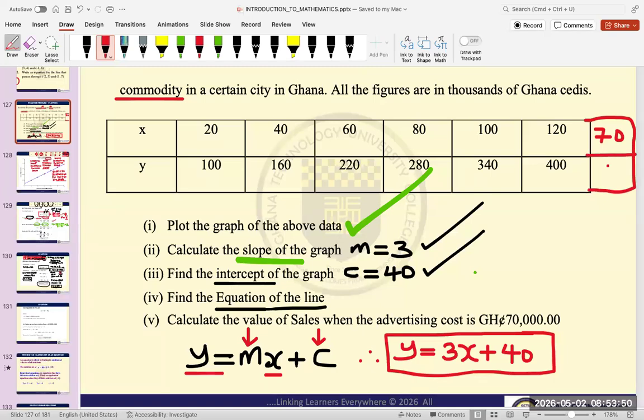What will be the value for this one? Y. This is what they want you to find. Assuming X, advertising cost is X. Assuming X is equal to 70, what will be Y?